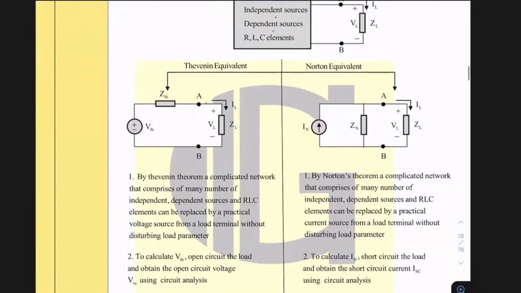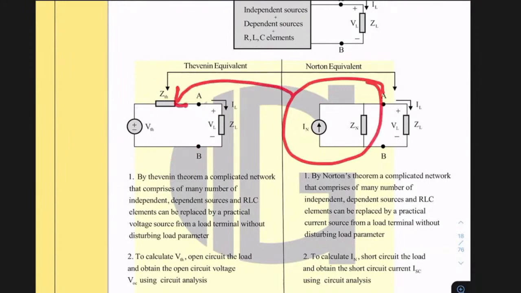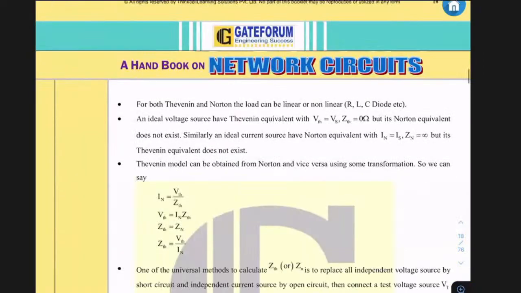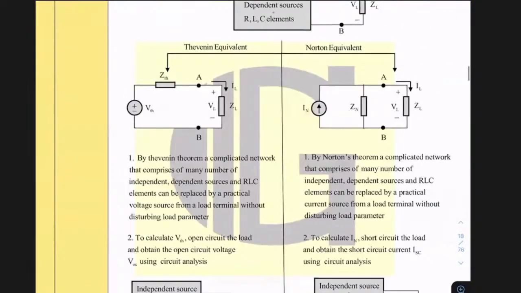And do remember the Thevenin equivalent and Norton equivalent. One can be obtained from the other using source transformation. That means if you know this is the Thevenin equivalent, using source transformation we can get the Norton equivalent. Or if you know this is your Norton equivalent, using source transformation you can get the Thevenin equivalent. An important fact here is that this is what you should know: how to get the Thevenin.